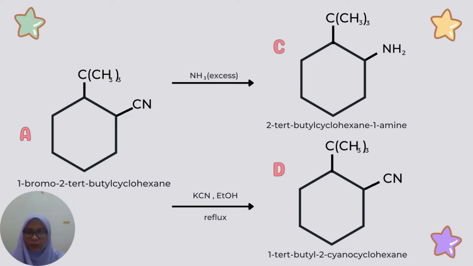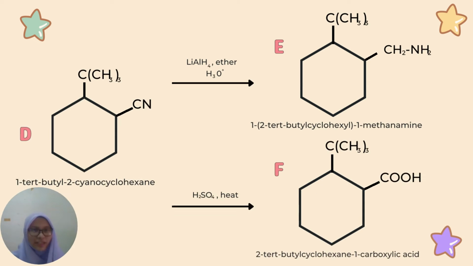In addition, compound A also can react with potassium cyanide in presence of ethanol and heat. The nucleophile is CN, so the product formed is 1/3 butyl to cyanocyclohexane. Next, compound D can undergo nucleophilic substitution in the presence of lithium aluminum hydride, ether, and hydronium to form compound E. So, compound E formed is 1/2 butyl cyclohexyl 1-methylamine, which is also primary amine.